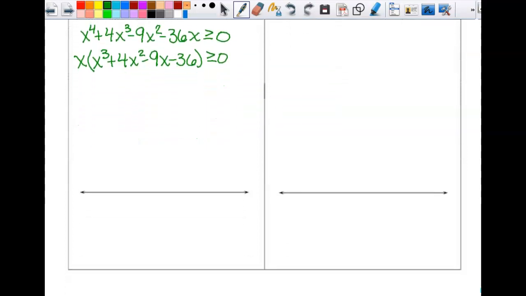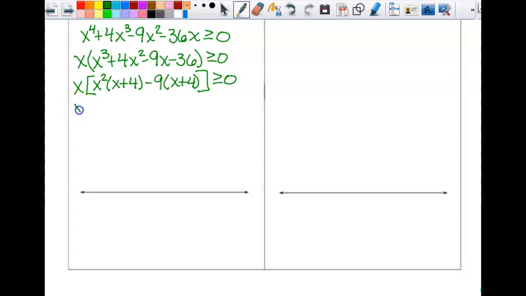Okay, so now I want to factor this. I'm going to factor by grouping. So I get x times (x squared times x plus 4). I can factor out a negative 9, leaves me with x plus 4. That's greater than or equal to 0.